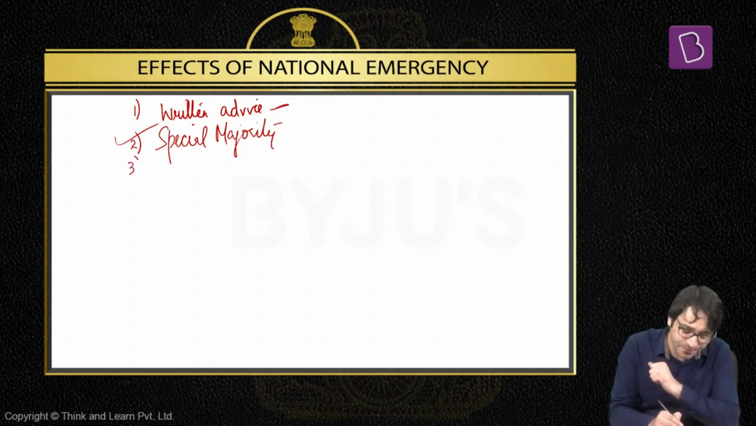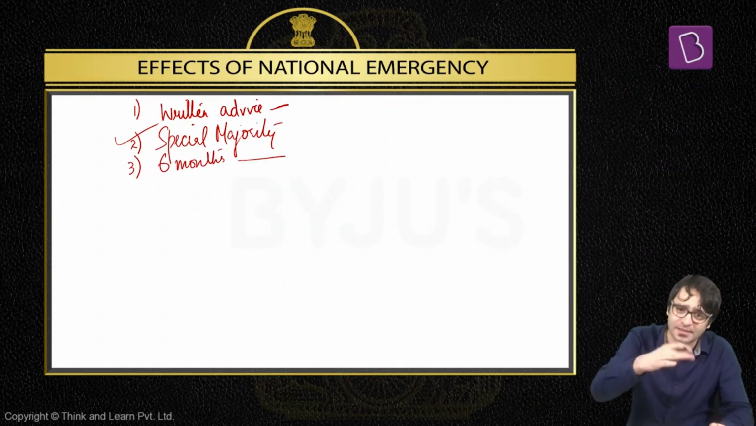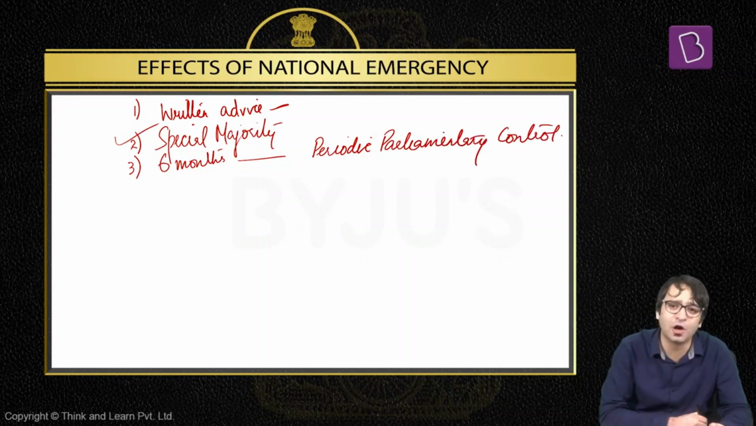Third thing that has happened. Prior to 1978 amendment, 44th Amendment, once this national emergency was imposed, it could have continued forever. Now it can continue only for 6 months. Then again for 6 months. Then again for 6 months. Then again for 6 months. And this periodic parliamentary control that we see was also because of the 44th Amendment to the Constitution of 1978.